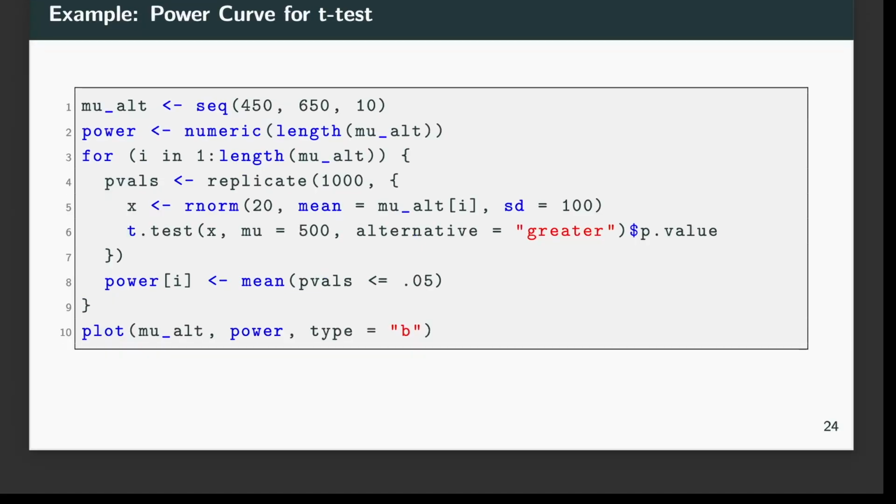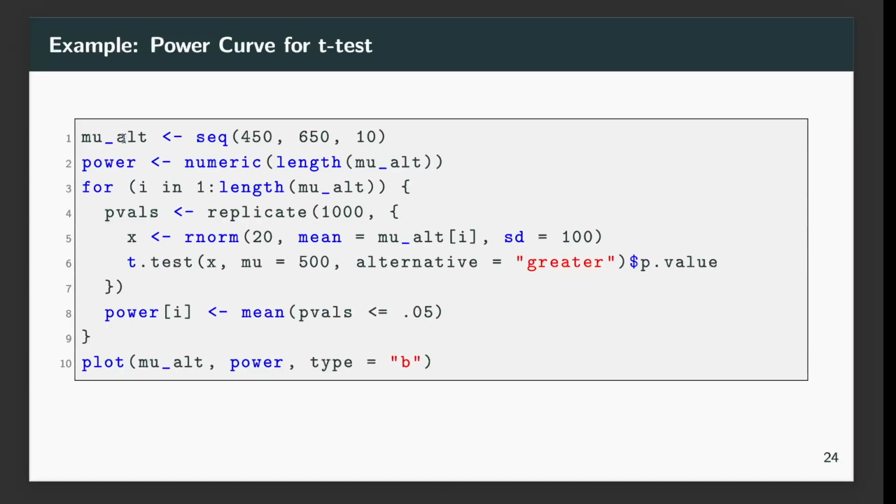In this case, we set the mu alternative to be between 450 and 650, increasing by 10 each time. So we have a sequence of 450, 460, and we end with 650. This is the alternative mean which we will consider. Then we create the power vector of the same length, so power is equal to the length of the mu alternative, and we change it to a numeric value. Then this is the loop.